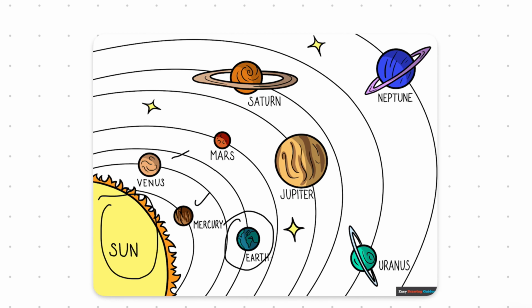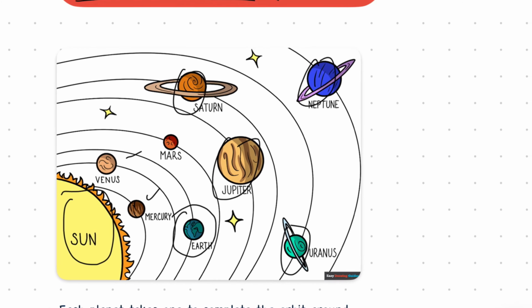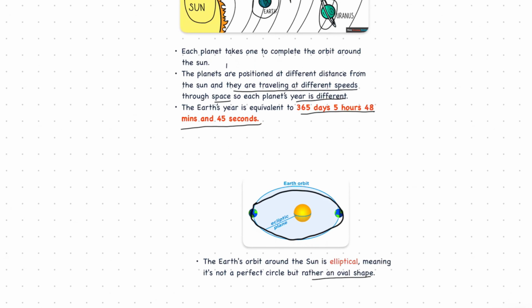And guys, always remember one thing: all the planets and stars present in our solar system like Saturn, Jupiter, all the stars and planets rise from the east. Okay, so now we have covered what is solar system.